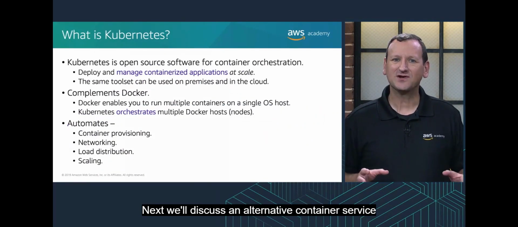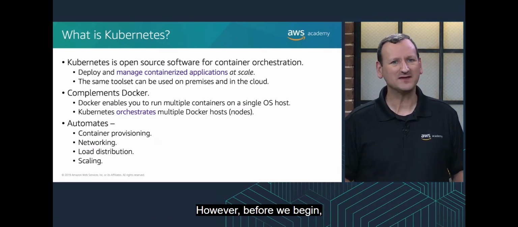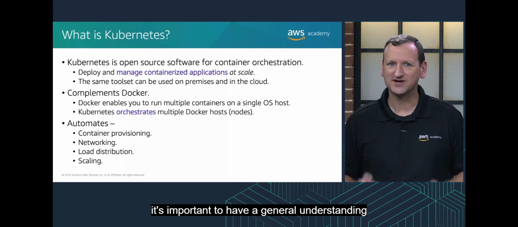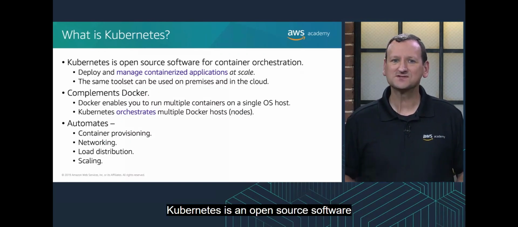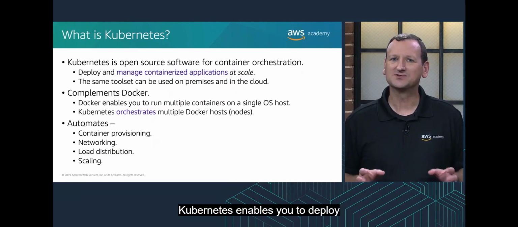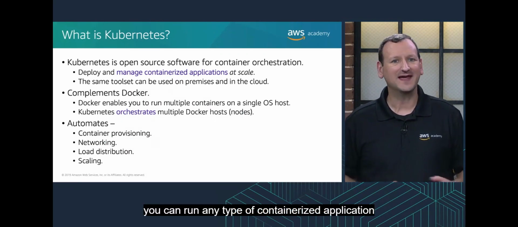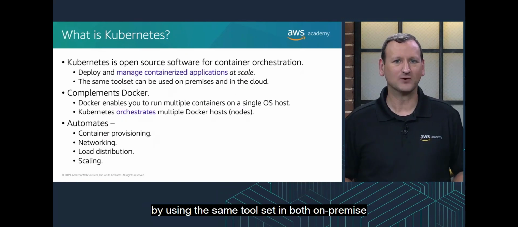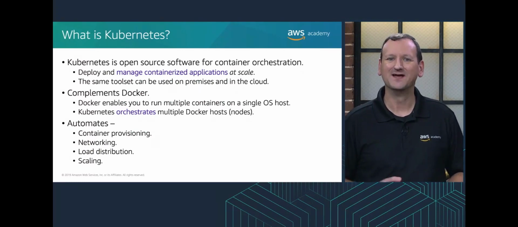Next, we'll discuss an alternative container service to Amazon ECS. However, before we begin, it's important to have a general understanding of Kubernetes. Kubernetes is an open source software for container orchestration. Kubernetes enables you to deploy and manage containerized applications at scale. With Kubernetes, you can run any type of containerized application by using the same tool set in both on-premise and your data center, including the cloud.